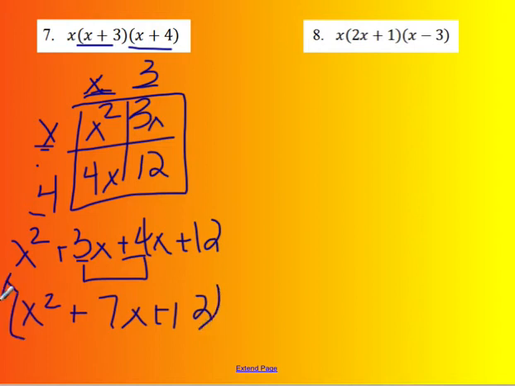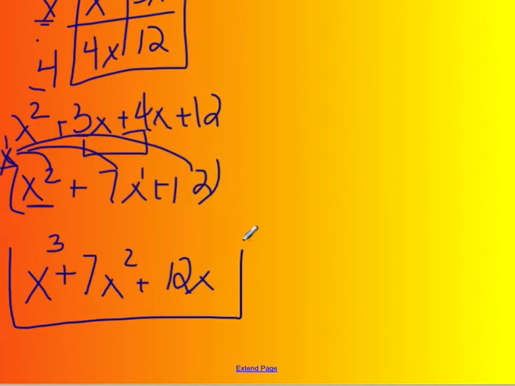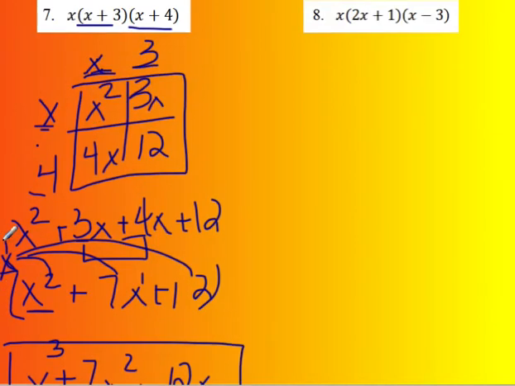But now I'm taking this and multiplying each term by x. When I do that, the exponent on the x needs to go up by 1. So x squared times x to the first, 2 plus 1 is 3. So that's going to be x cubed. x to the first times x to the first is going to be x squared, and I keep that 7 there. And then lastly, 12 times x is 12x. So this right here is your final answer: x cubed plus 7x squared plus 12x.